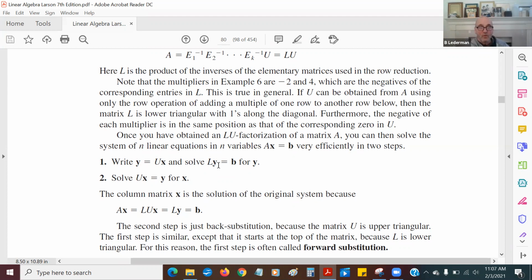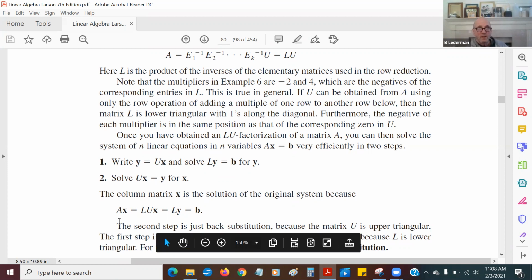In fact, once I solve that, I'm going to get Y, and I'm going to go back to this guy right here, where UX equals Y. Now that I know Y, I'm going to solve for X. So what's the big accomplishment? Let me just again go through why it works. This new X is going to be the solution, because if I have A times X, well, A is equal to LU, but UX is equal to Y, and LY is equal to B. That's the way I defined and set everything up.